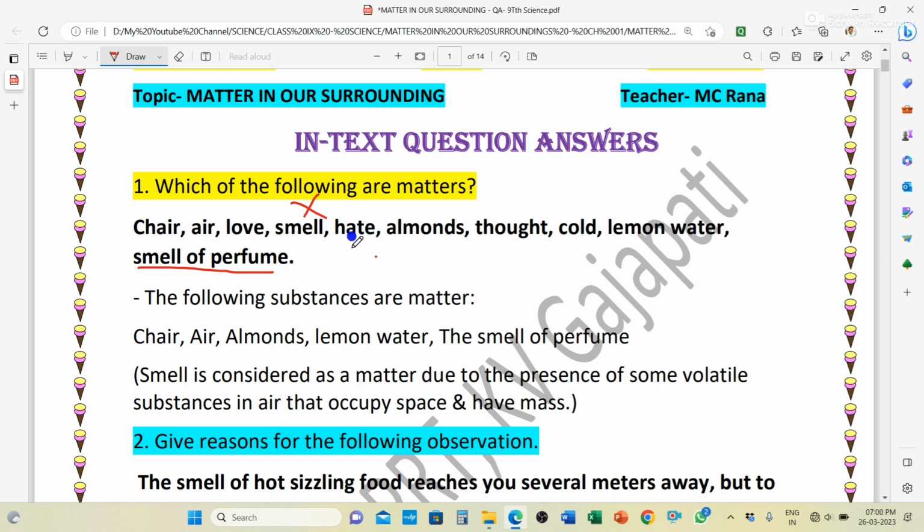Then head is not a matter. Almonds are matters. Thought is not a matter. Cold is not a matter. Lemon water is a matter because it has mass and volume. So something which has mass and volume, that occupies some space, is called matter.